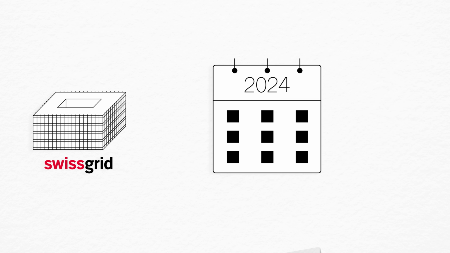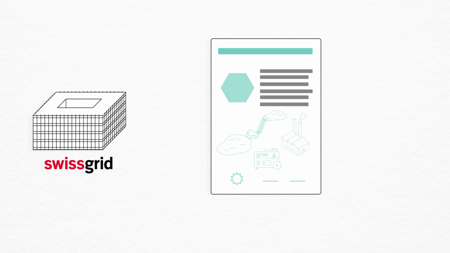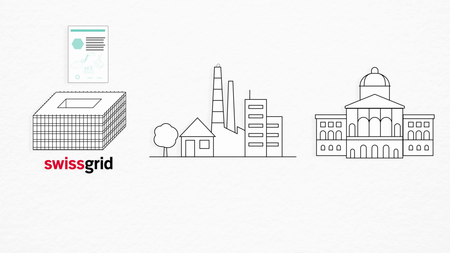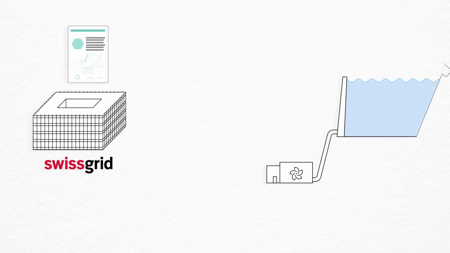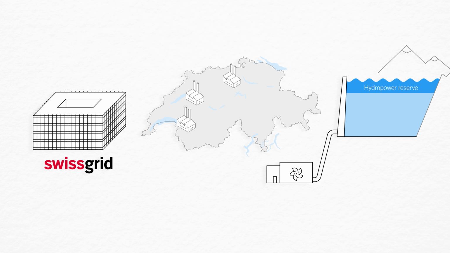Since 2024, a new component has been included in the electricity price, the power reserve. With the power reserve, the federal government can ensure that Switzerland's security of supply is guaranteed in winter. This includes the hydropower reserve and the construction and operation of reserve power plants. The cost of these measures will be billed via Swissgrid.